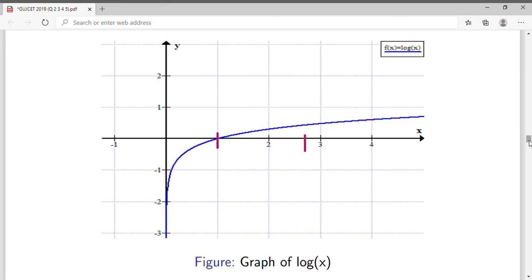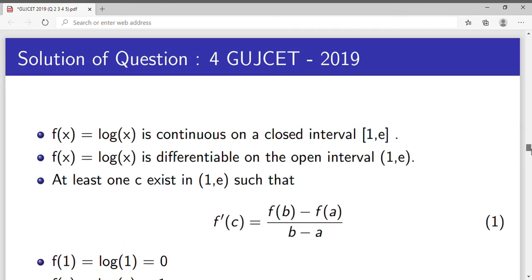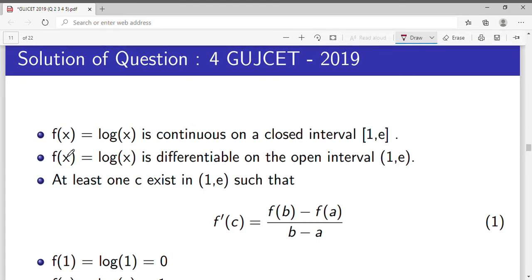Okay. So now according to the LMVT, write the conditions. The first condition is f(x) equal to log x is continuous on the closed interval [1, e]. Second, f(x) equal to log x is differentiable on the open interval (1, e). Okay. So both the conditions are satisfied, and now it is possible to apply the LMVT. So at least one c exists in (1, e) such that f'(c) is equal to (f(b) minus f(a)) upon (b minus a).